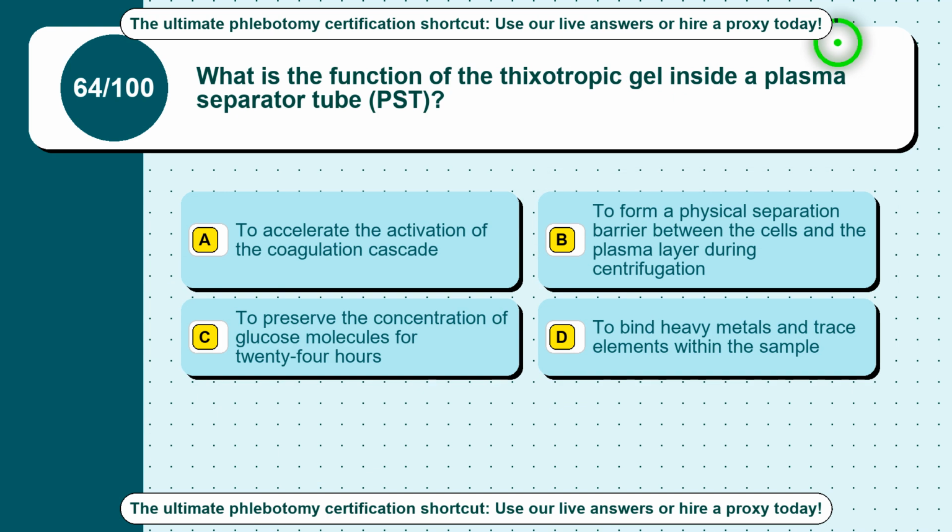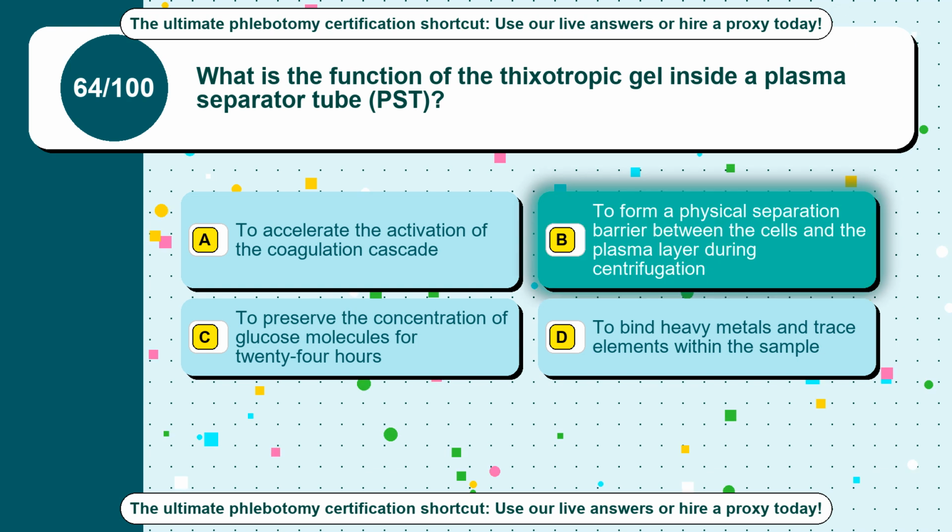Question 64. What is the function of the thixotropic gel inside a plasma separator tube, PST? Option A, to accelerate the activation of the coagulation cascade. Option B, to form a physical separation barrier between the cells and the plasma layer during centrifugation. Option C, to preserve the concentration of glucose molecules for 24 hours. Option D, to bind heavy metals and trace elements within the sample.